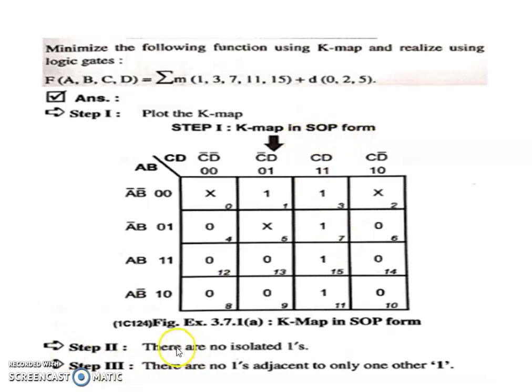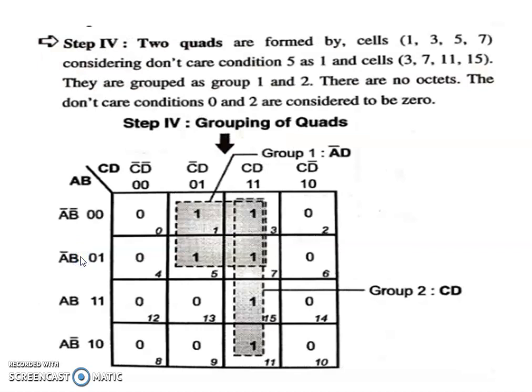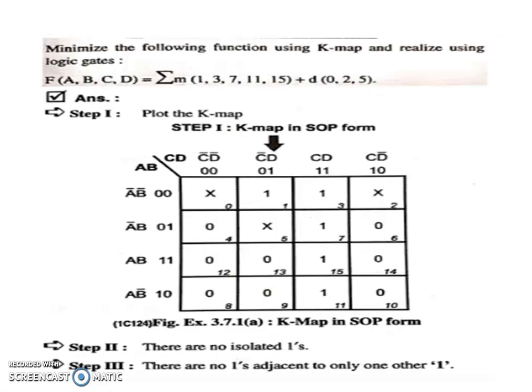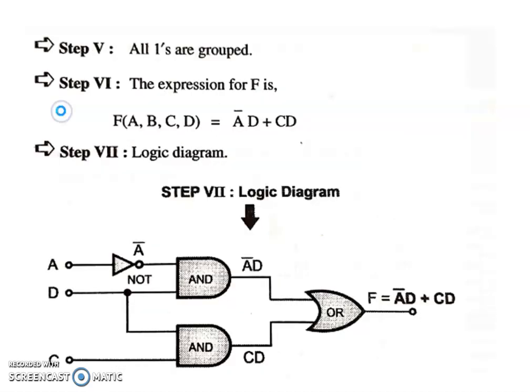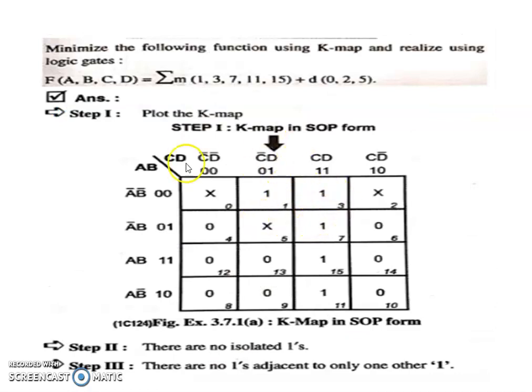Okay. Now second step, there are no isolated ones. It means that there are no ones adjacent to only one other. Now the next step, two quads are formed by cells 1, 3, 5 and 7. It's one quad. Okay, considering don't care condition 5 as a 1. See here, 1, 2, 3, 4. It means a quad pair is also possible. So consider the don't care condition as a 1.